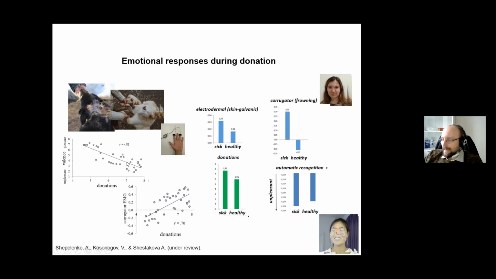People donated, our subjects donated to different funds, which presented pictures of their pets, animals, and we measured all this activity, and we show here, for example, the graph of corrugator. So the more activity of corrugator we saw, the greater donations a picture received. We also understood that sick animals received more donations than healthy.